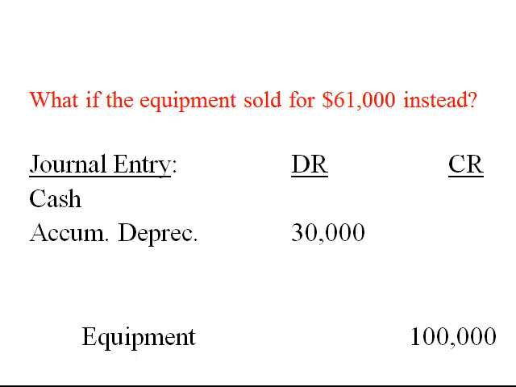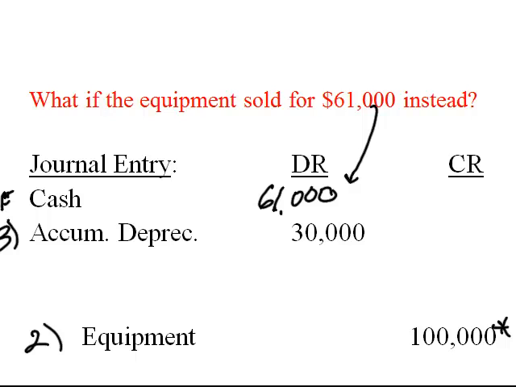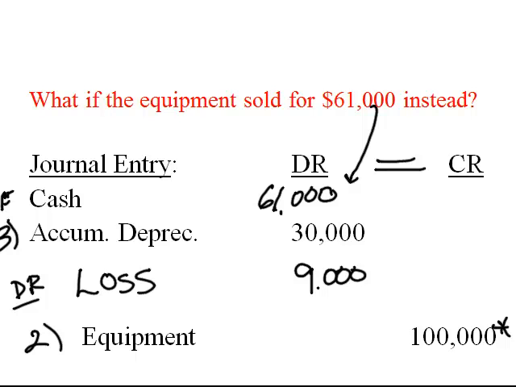The journal entry is similar to before. First, we're going to record the cash proceeds of $61,000. Second, credit to equipment for its original cost. Third, we will remove the accumulated depreciation from the books with a debit. And as before, we need to balance out the journal entry to make debits equal credits. And in this case, we need a $9,000 debit. And if we recall our rules, a debit is a reduction in net income. That is a loss.